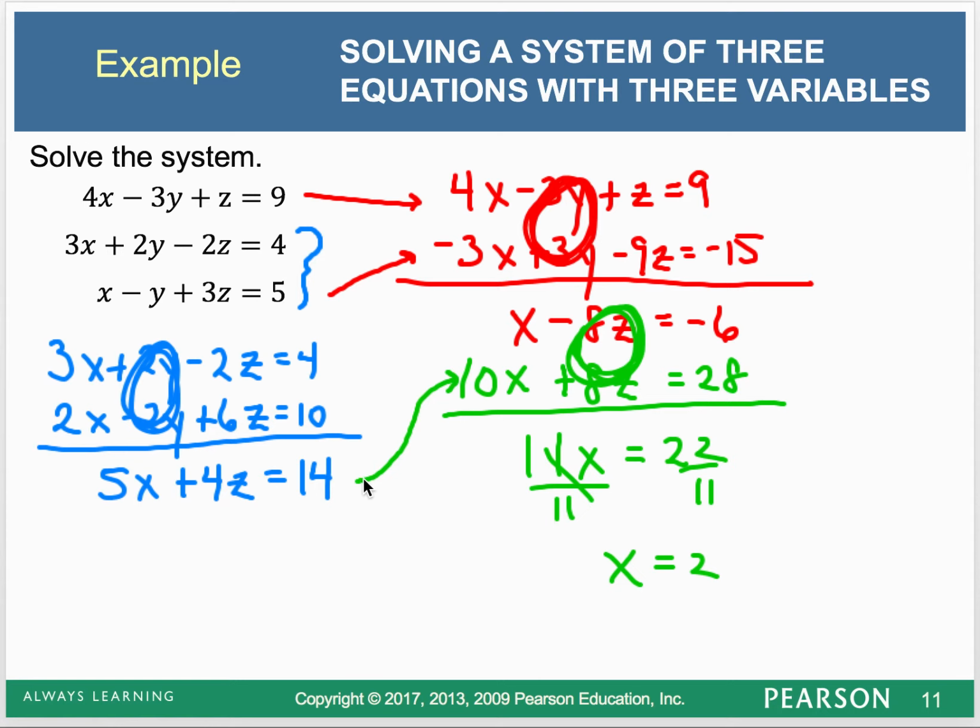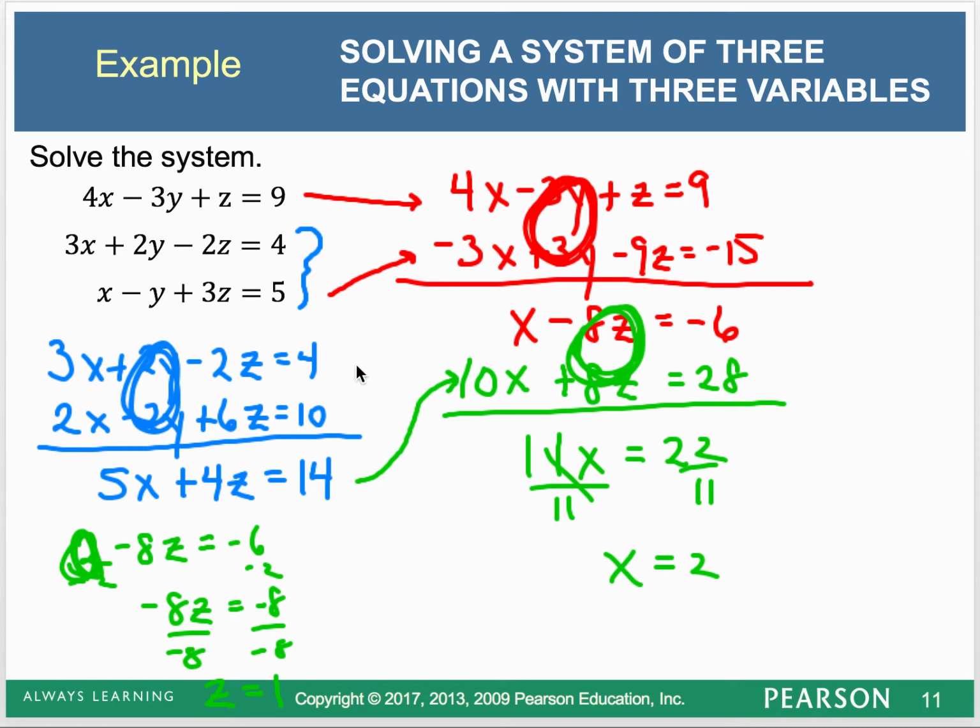So what do you think? This one doesn't really matter. But I'm going to plug into this one. So if x is 2, we have 2 minus 8z equals negative 6. So subtracting 2 from both sides, we have negative 8z equals negative 8, or z equals 1.